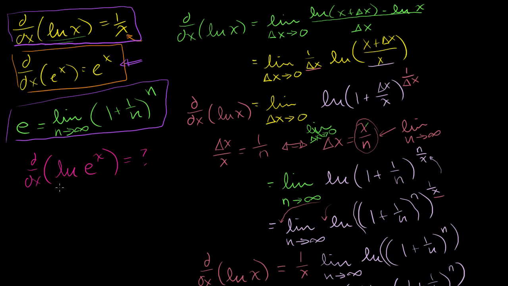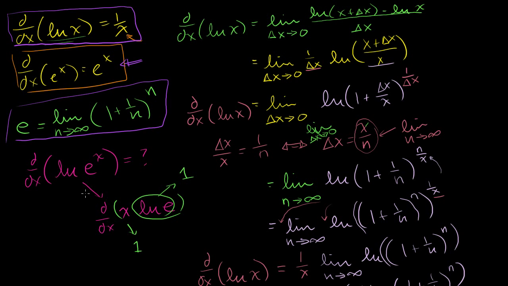The first way, we could simplify this, and we could say this is the exact same thing as the derivative. We could put this x out front, of x times the natural log of e. And what's the natural log of e? The natural log of e, we already know, is equal to 1. So this is just the derivative of x. And the derivative of x is equal to 1.